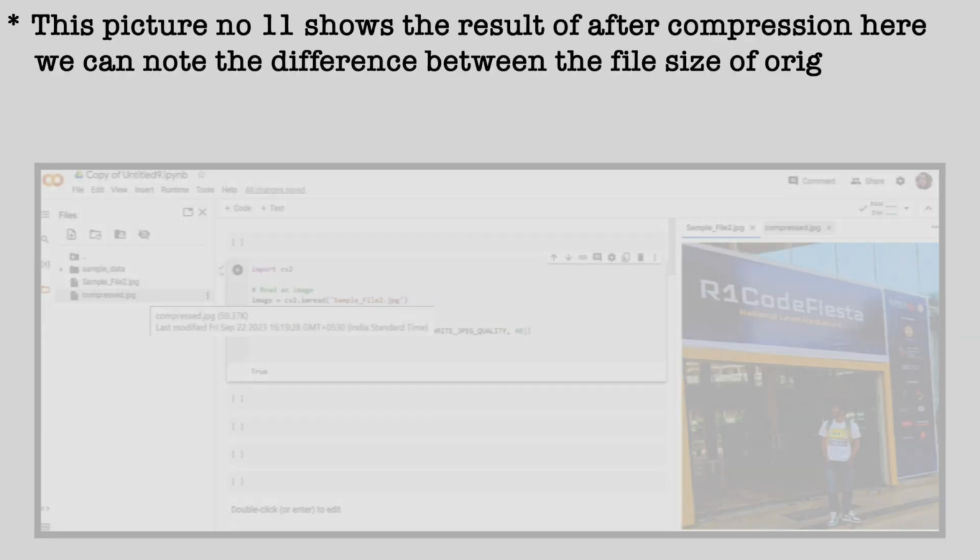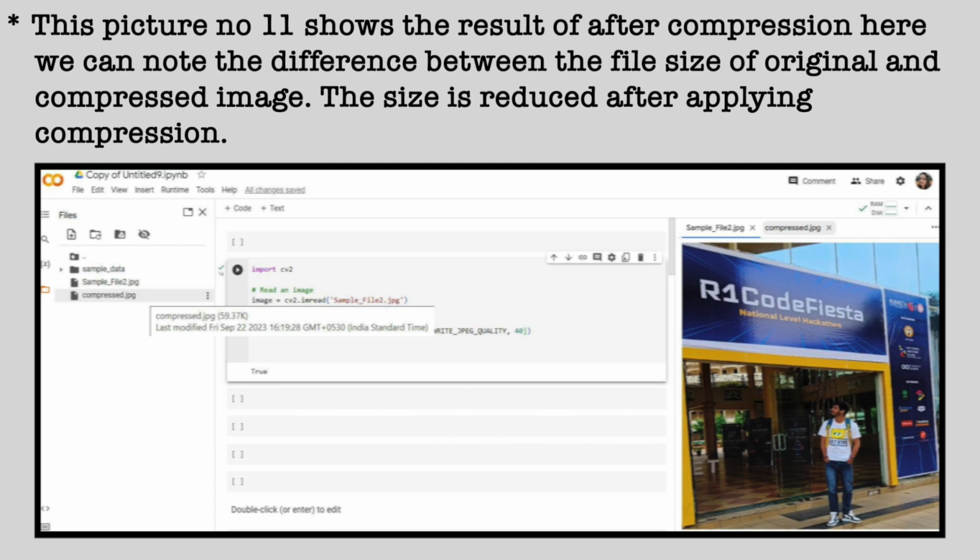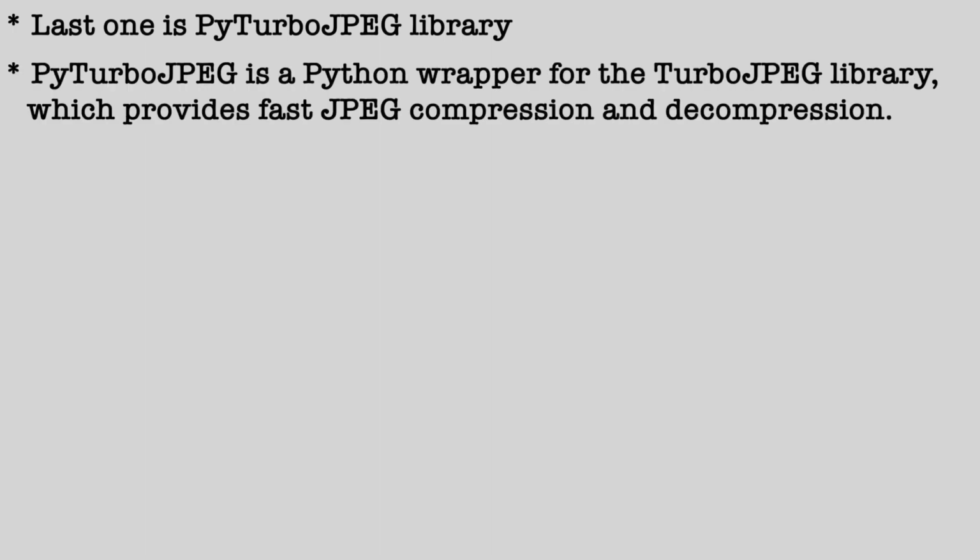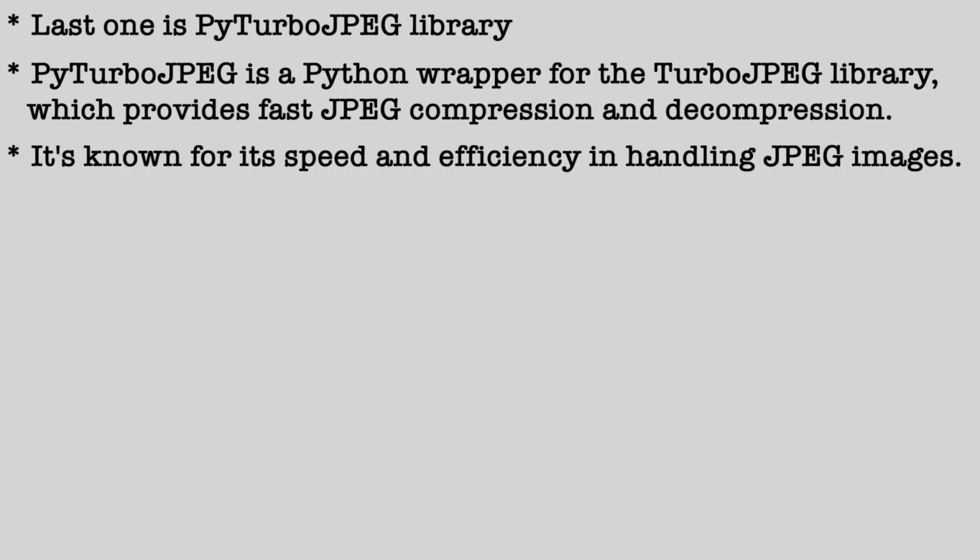Figure number 11 shows the result after compression. Here we can note the difference in file size between the original and the compressed image. The size is reduced after applying the compression. And the last one is the PyTurboJPEG library. This is a Python wrapper for the TurboJPEG library, which produces fast JPEG compression and decompression. It is known for its speed and efficiency in handling JPEG images.